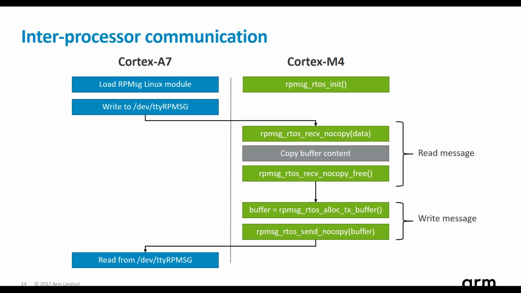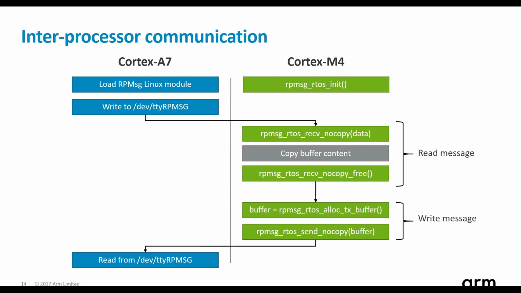In terms of how we can do the communication and the actual function calls that we will need to do, it is relatively easy, as you can see from this graph. On the Cortex A7, we just need to load the Linux module. We can write a message directly with a pipe. We can write directly to ttyRPMSG, and the message would appear immediately on the Cortex M4 side.